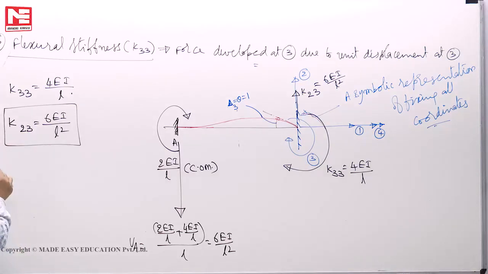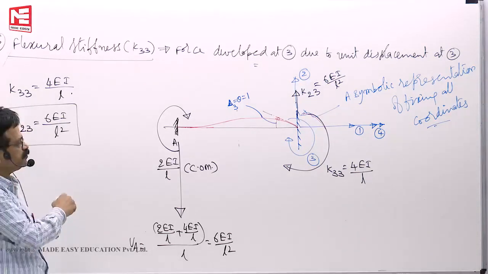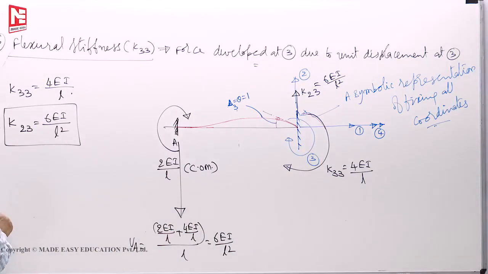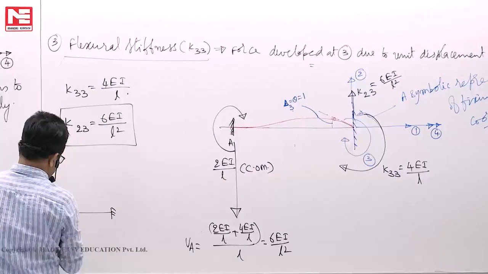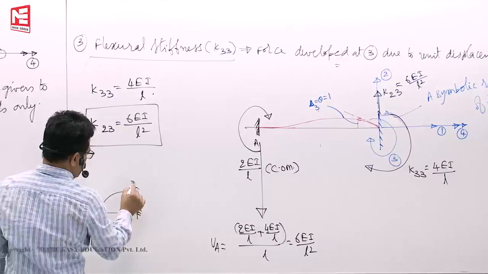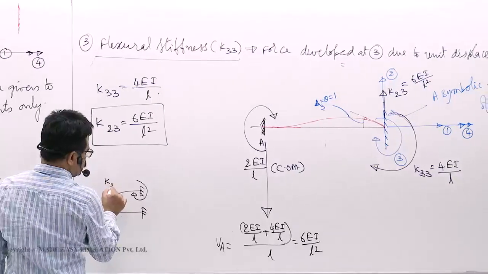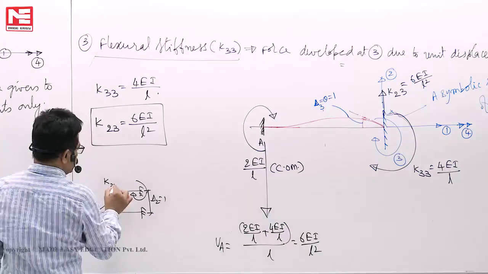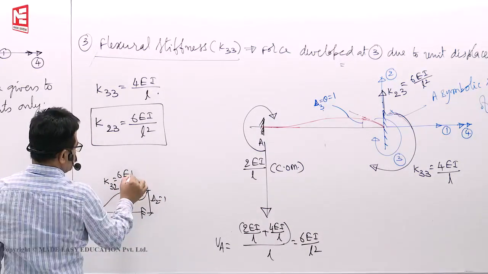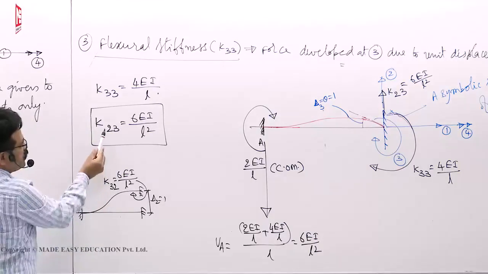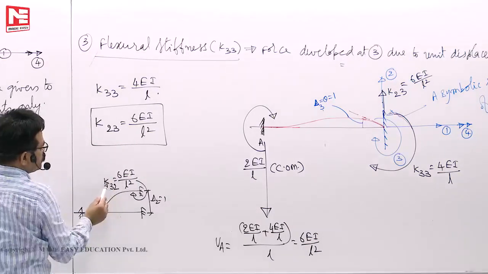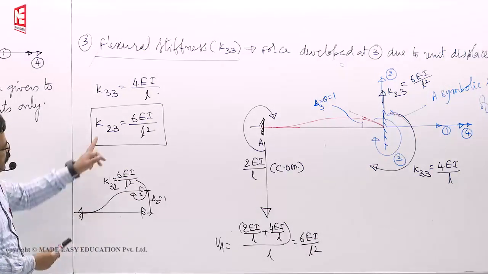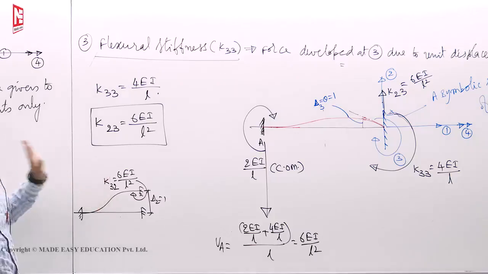Observe carefully the earlier one. If you see the earlier point, what I have given you was this one. When I fix it, give unit displacement here, I call this one as force at 3 because of displacement at 2, delta 2 is 1, because of unit displacement. This you got as 6EI by L square. See, K23 is 6EI by L square, K32 is also 6EI by L square. K23, K32, they are equal.